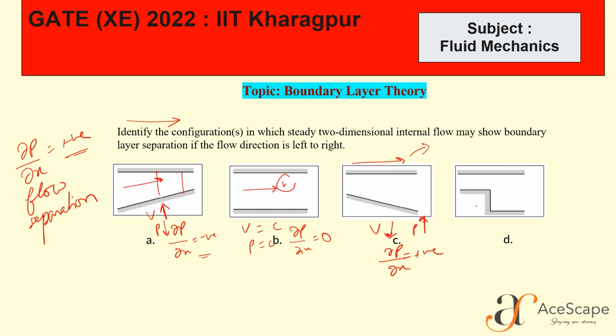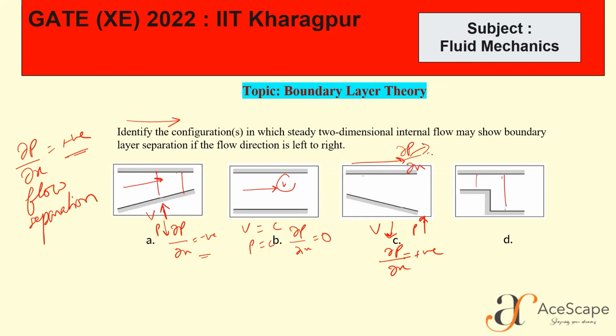In option D also, the cross section is drastically changing, so in this case it is confirmed that boundary layer separation will be there. But in option C, it may separate. It depends upon the length and the magnitude of the increase in the pressure.